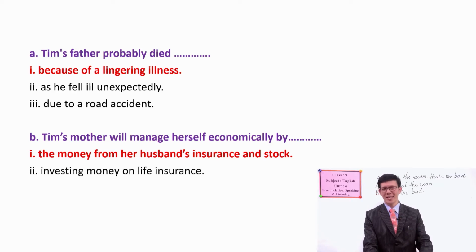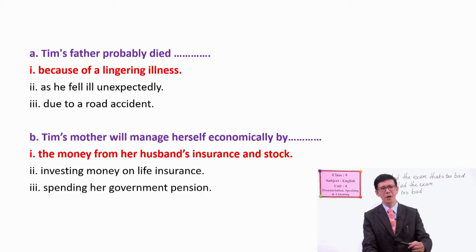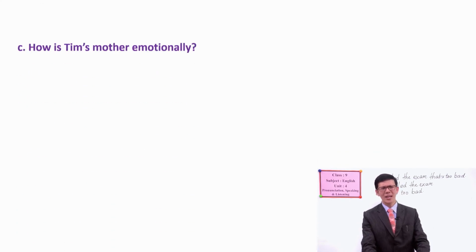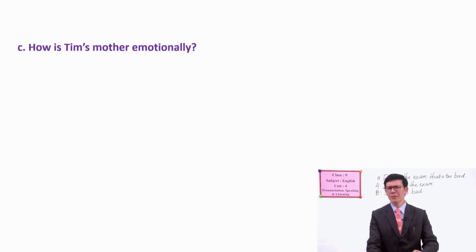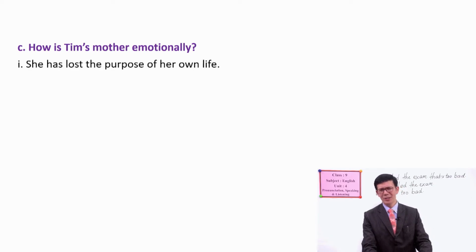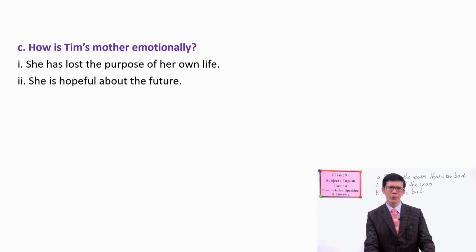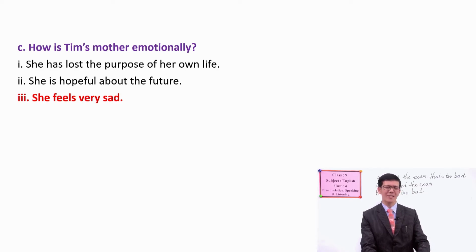There are some other options like investing money on life insurance, spending her government pension. So the right answer is the money from her husband's insurance and stock. Look at number C. How is Tim's mother? Emotionally, she has lost the purpose of her own life and she is hopeful about the future, or she feels very sad. No doubt, she feels very sad.